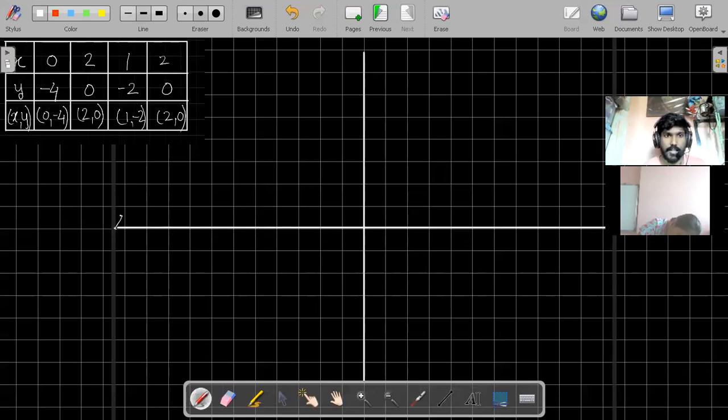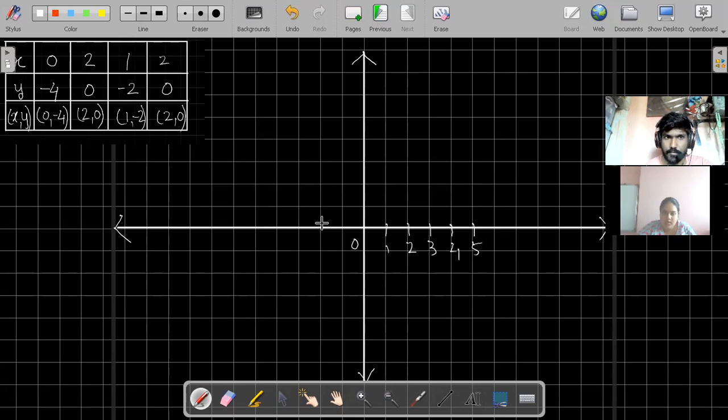You draw the x-axis and the y-axis. Just to make sure up to which highest number you should go, you see the value of x in this row, the row of x: the smallest is 0 and the highest is 2. So just try writing maximum up to 4 or 5. So this is 1, 2, 3, 4, 5.